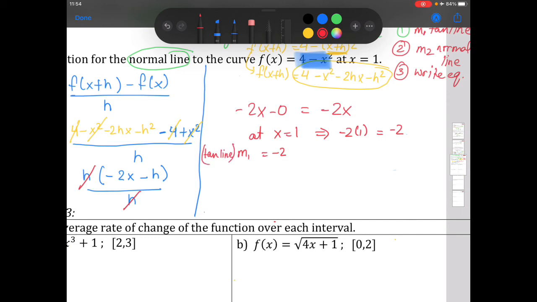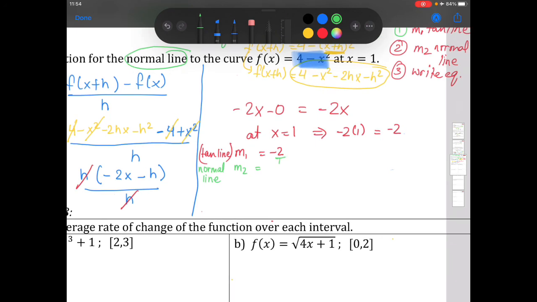My question says write the equation of the normal line. In order to write the normal line, I need to know the slope of the normal line. So my slope m2 would be what? What is the relationship between the tangent line and the normal line? They are perpendicular to each other, right? It means their slopes are going to be negative reciprocals. So what's the negative reciprocal of negative 2, which I'm going to rewrite as over 1? It'll be just 1/2.